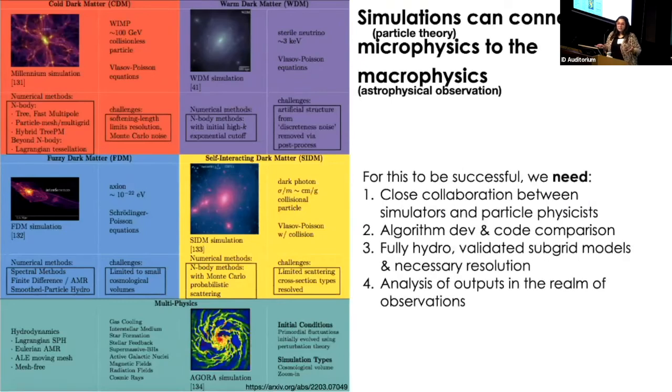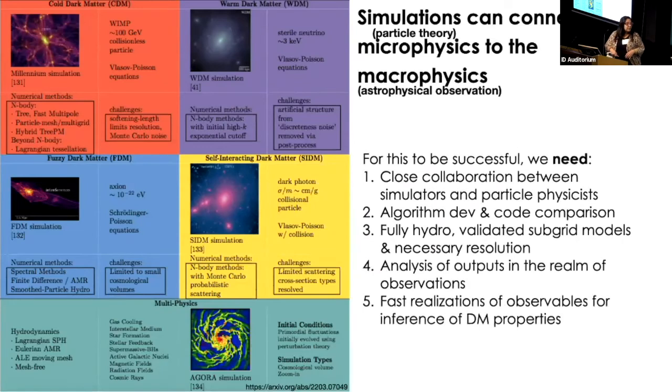And baryons are important, as Akaxia told us, right? Some of the solutions to some of these dark matter problems can be the baryons. And so we need these simulations to be fully hydro, and we need to think carefully about our subgrid models and the role of resolution in our subgrid models. And then we need to take our outputs and put them in a space where an observer will actually understand us, right? And so what that means is that we need to come up with efficient ways to realize these observables so we can infer dark matter properties.